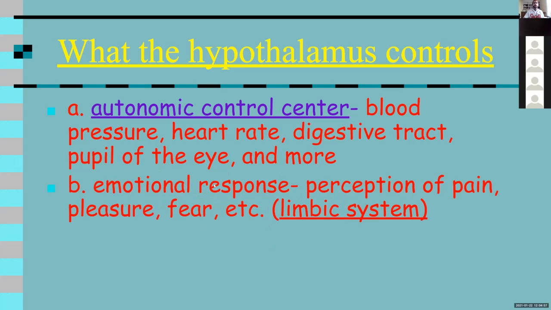It also is responsible for our emotional response, which includes our perception of pain, pleasure, fear, and lots of other things that are part of our emotional response. The hypothalamus and the thalamus are part of a system known as the limbic system, which we'll talk about a little bit later. We'll go in depth into that system when we get into more of how the different parts interact together. But it's important to note that the hypothalamus is a very important part of the limbic system.